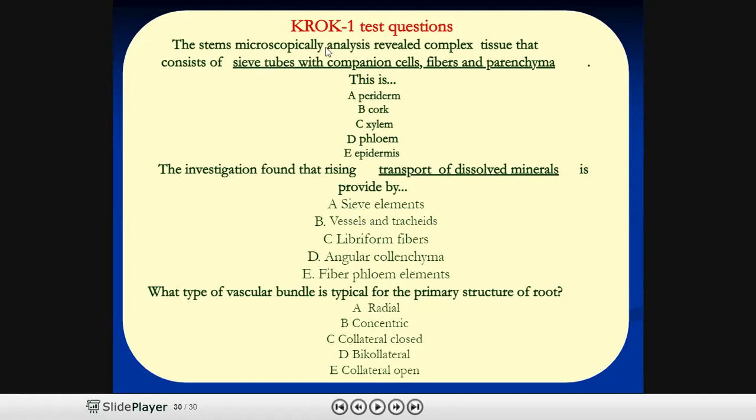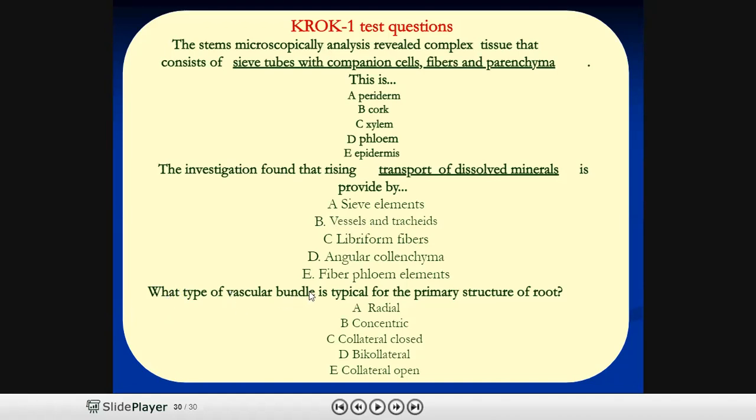B. B, yes, correct. Because xylem is responsible for conduction of water and minerals. Xylem elements are vessels and tracheids. Okay, very good. Next question.